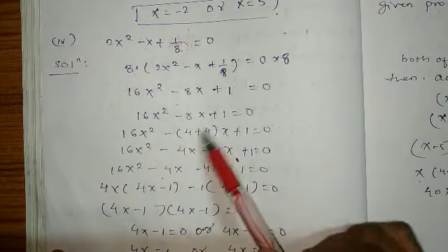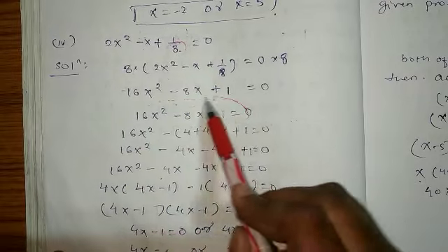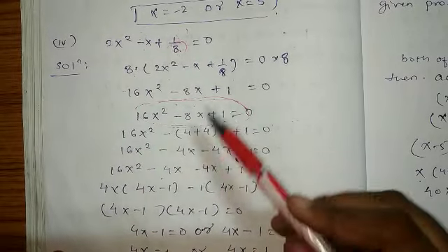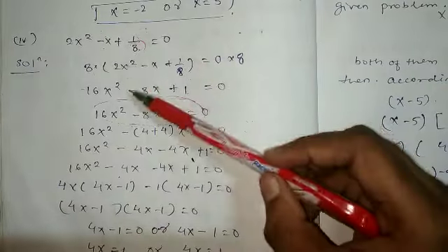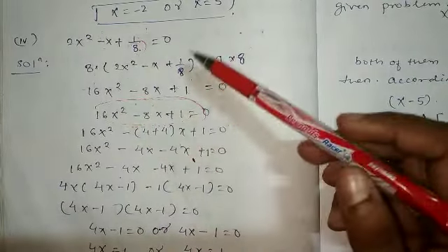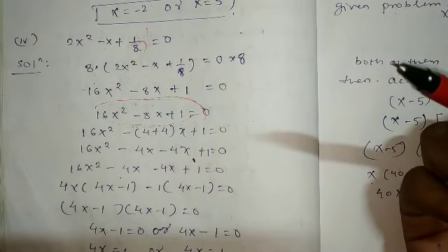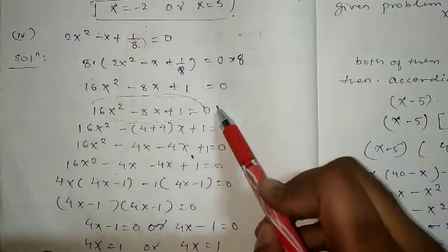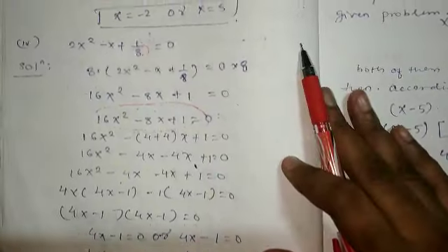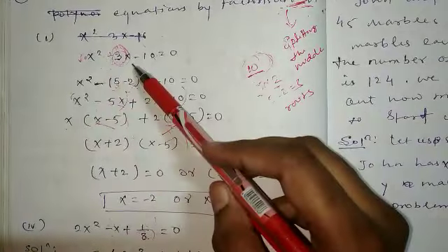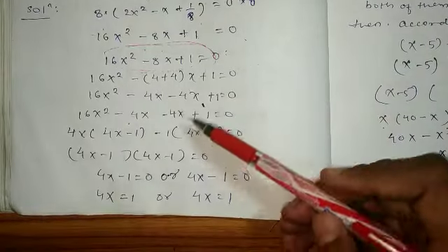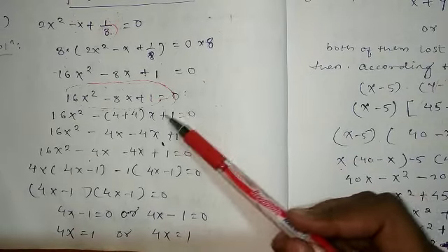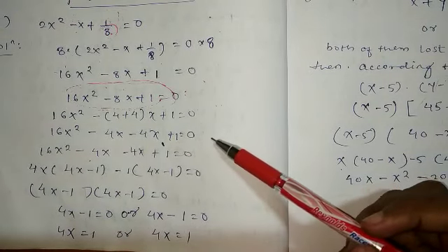Now this is the quadratic equation, and there is no fraction. There was a fraction 1 upon 8, but we have multiplied with number 8 both sides, that is left-hand side and right-hand side. And now this is the simple equation as we had before, like x square minus 3x minus 10. This was a simple equation. Now this is also a simple equation, that is 16x square minus 8x plus 1 is equal to 0.